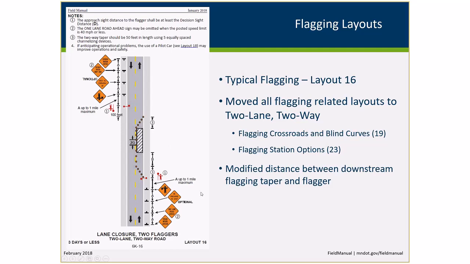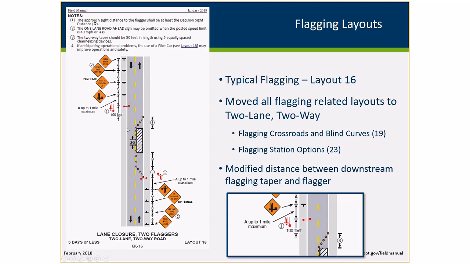A big change that occurred on this layout, though, is that in the previous case, the distance between the downstream flagger taper to the flagger was 50 feet. But we've seen situations and heard of situations where a vehicle navigating this, especially if it's a large truck, it's hard for them to make this move back if they've only got 50 feet between this downstream taper and where the flagger is. In many cases, the flagger was moving down in order to have a greater comfort level. So we ended up modifying this distance between the end of the downstream taper to the flagger to 100 feet, and that applies to all of the flagging layouts, including the AFAD layout.